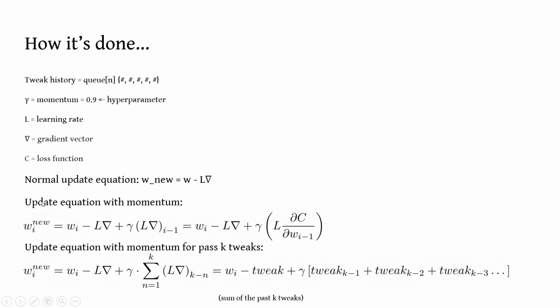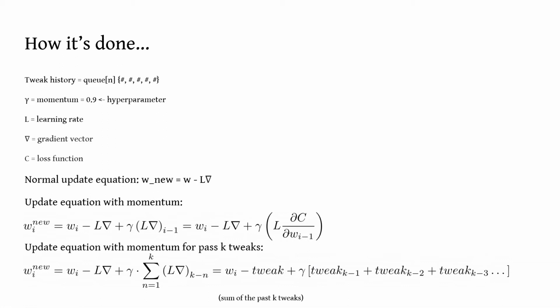Now, if you want to have the same thing but apply momentum to it, it's the same update equation, except this time we are adding our momentum constant multiplied by the last tweak. What you can actually do, instead of just taking into account the last tweak, is you can also take into account the past k tweaks. So maybe the last 5 tweaks if you wanted to. And all you have to do is sum up those past tweaks and multiply it all by the momentum constant.